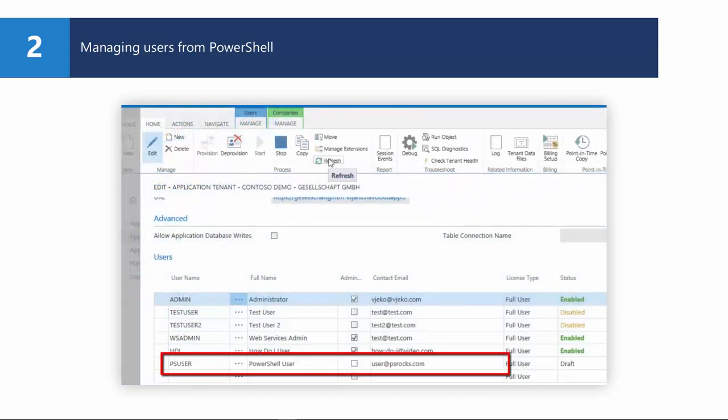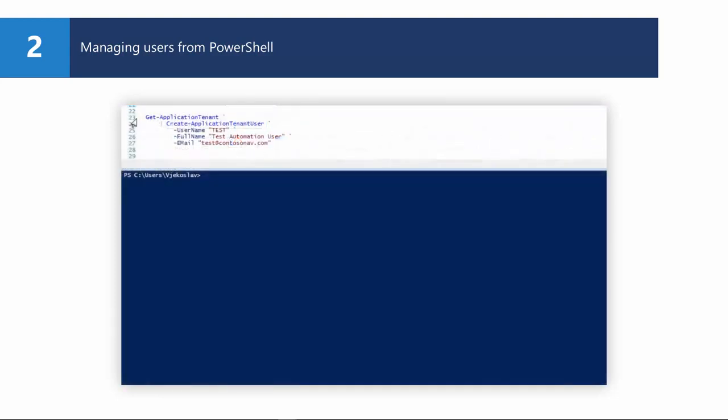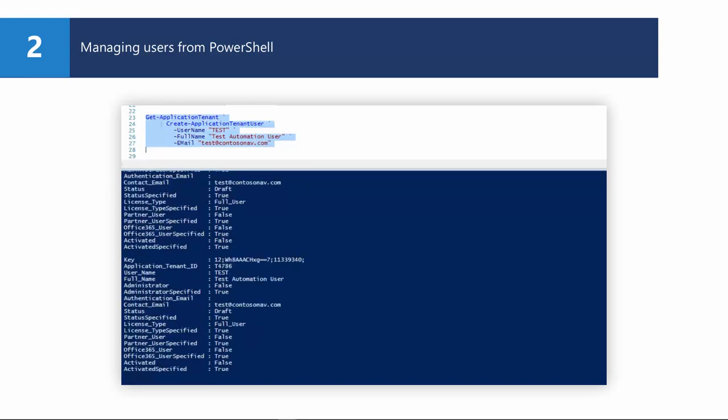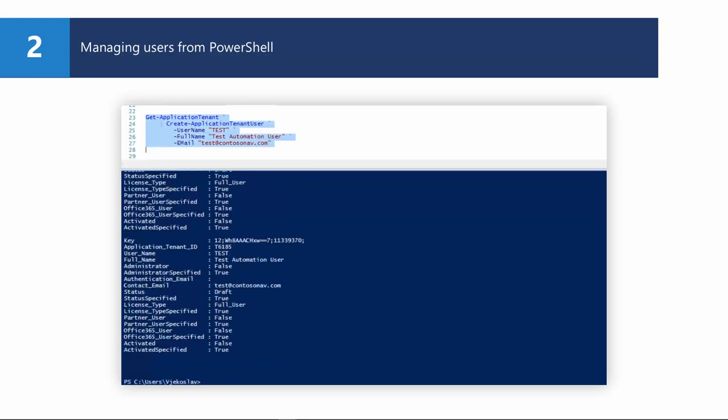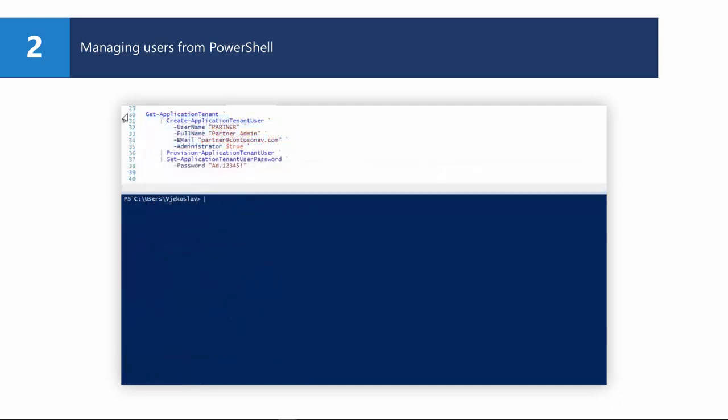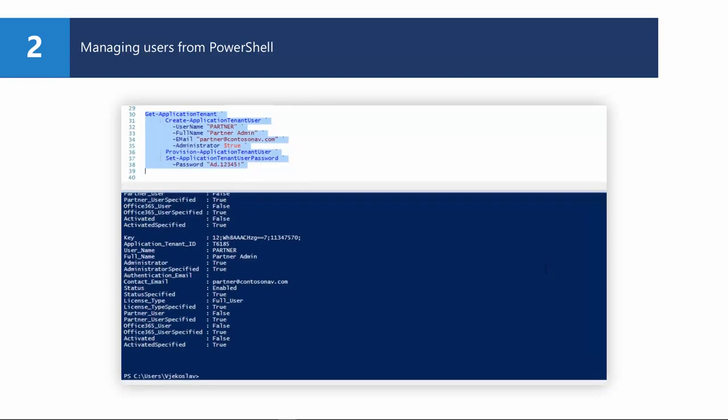However, since this commandlet also receives pipeline input on the tenant, I can use it to create a test user on all of my tenants, like this. Again, since all of this works on pipeline down to the deepest level, I can create a user on all tenants and then provision them and then set a specific password and then disable them all in one go.